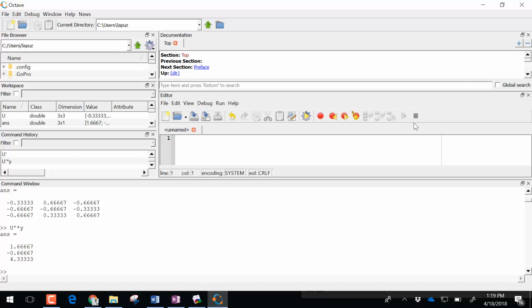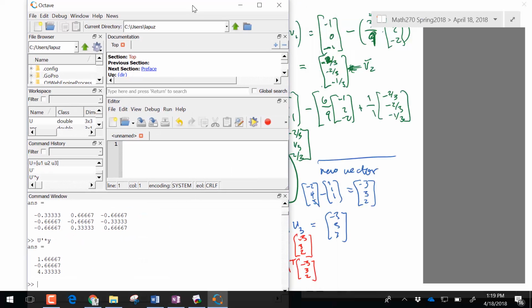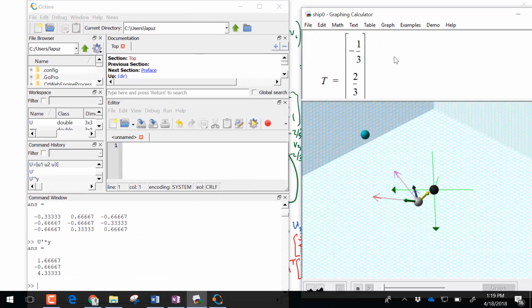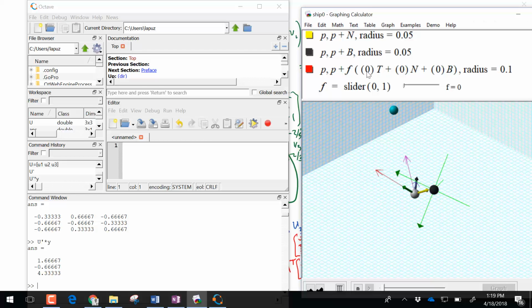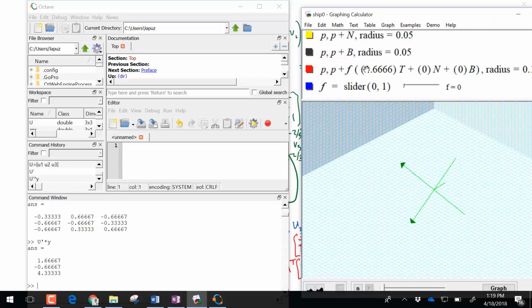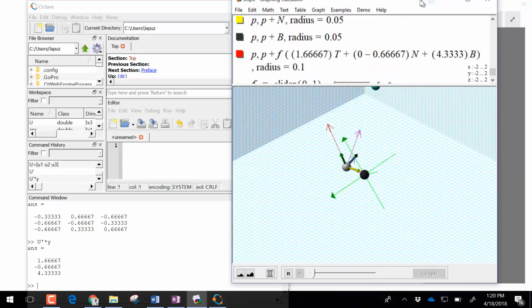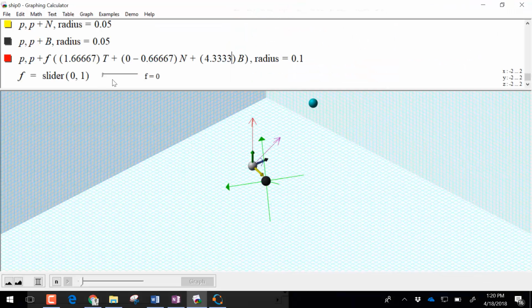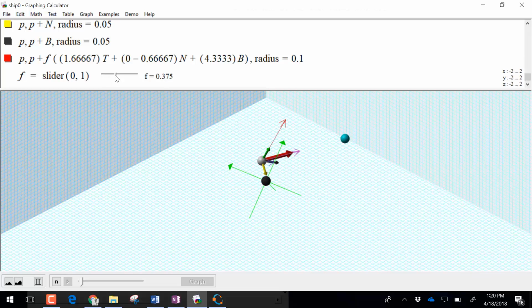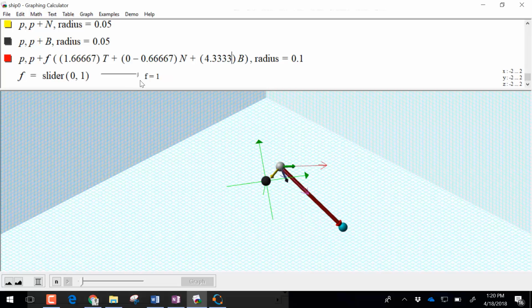1.667, negative 0.667, 4.333. All right. Let's see if this works. 1.6667, minus 0.6667 and 4.333. Now this is cool. Here we go. Bam!